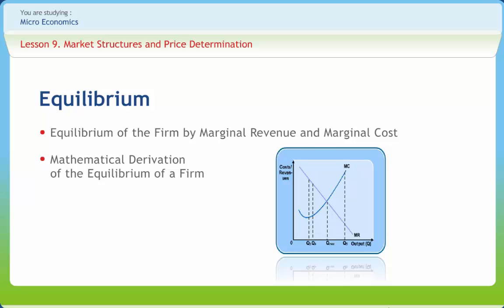The mathematical derivation of the equilibrium of a firm can be derived by the equation P equals R minus C, where P equals profit, R equals TR, and C equals TC.